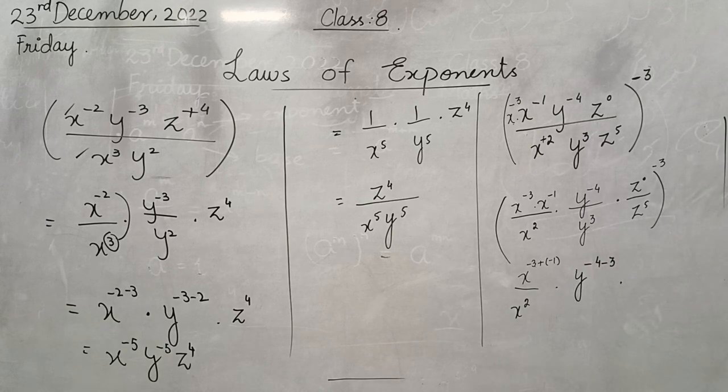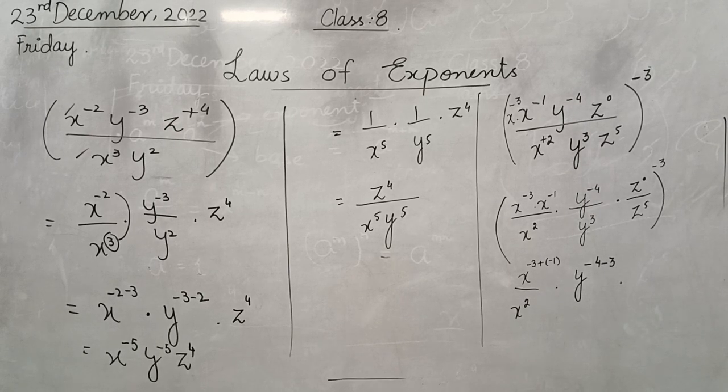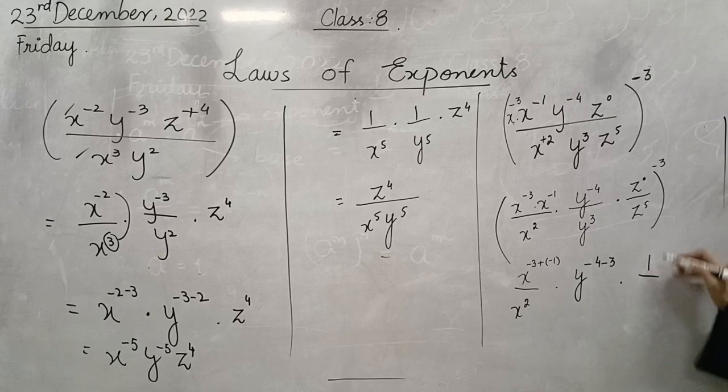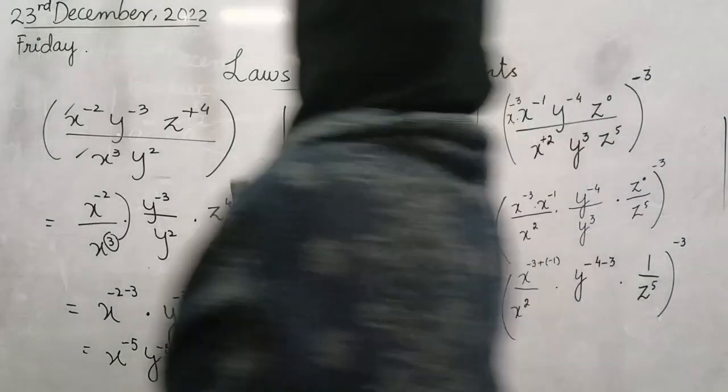What is z raised to power 0? Will we do like this? Z raised to power 0 minus 5? Or is there any rule to simplify something raised to power 0? Exactly. Something raised to power 0 is equal to 1. Very good. So, we will not write z raised to power 0 over z raised to power 5. We will write z raised to power 0 is 1. 1 over z raised to power 5. Is that clear? Okay. Next step will be simplify the bases.